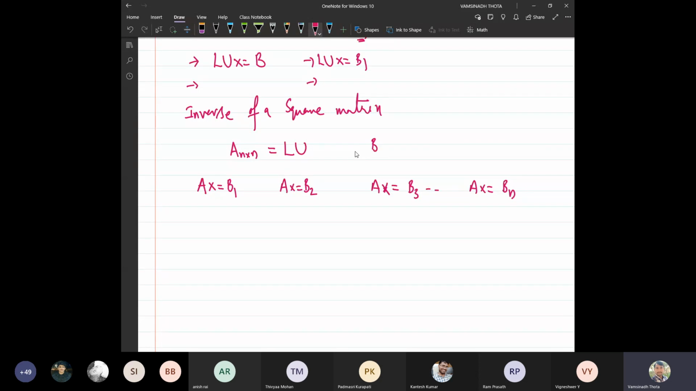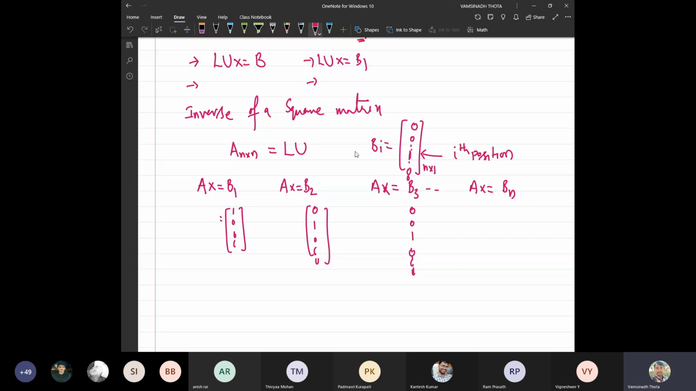But here, what is Bi, the constant matrix? Bi is actually 0, 0, and so on, 1, and so on, 0, 0. It is a column matrix of order n by 1, where only one entry is non-zero, that is 1, and that occurs at the ith position. For example, B1 means 1, 0, 0, 0, 0, and so on. B2 means 0, 1, 0, 0, 0, and so on. B3 means 0, 0, 1, and so on. The remaining all the elements are 0.